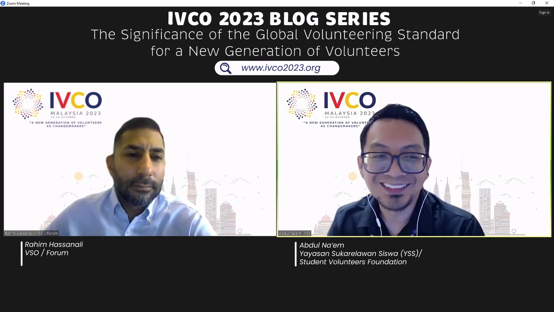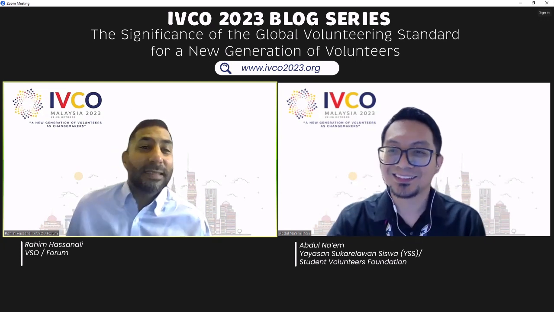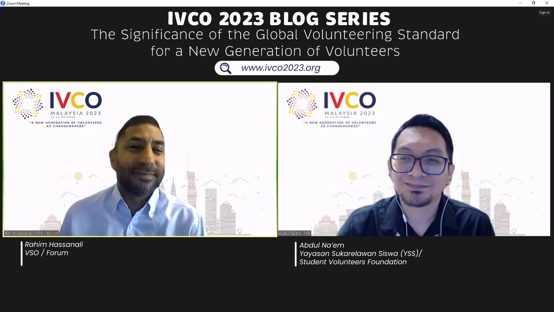Let us begin. Okay, Mr. Rahim, do you mind introducing yourself and say hello to the audience? Excellent, thank you, and thank you for having me. My name is Rahim Hassan Ali. I work for VSO, and I'm a global leadership manager there. I'm also the coordinator for the Forum Standards Working Group, so in charge of all of the leadership work around the Global Volunteering Standard, which you might have heard of. And if you haven't, we'll be telling you a little bit more about that today.